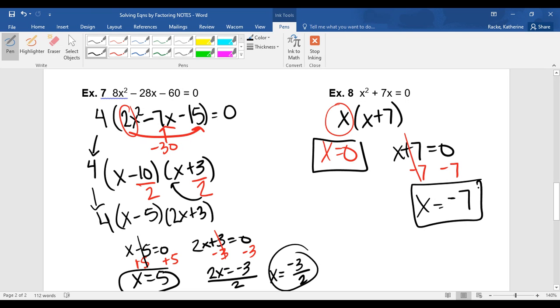Here's my 2 answers. And that is how you solve equations by factoring.